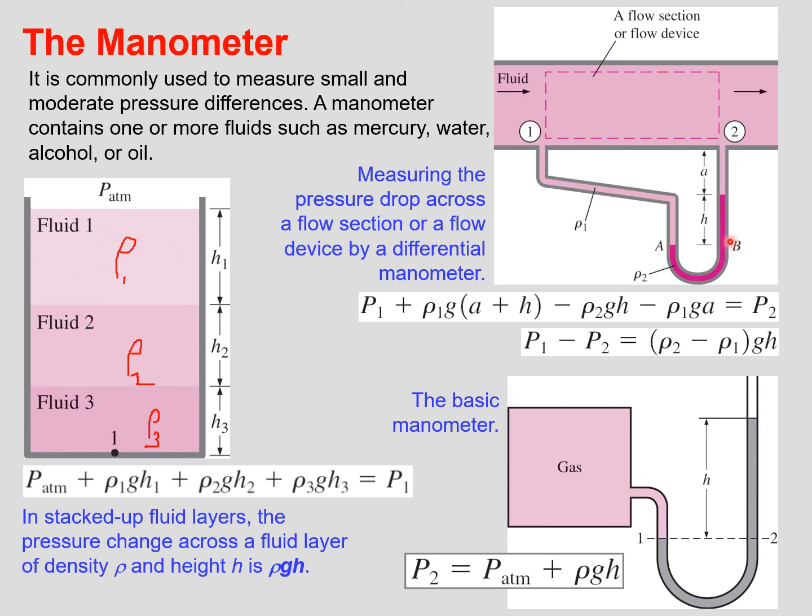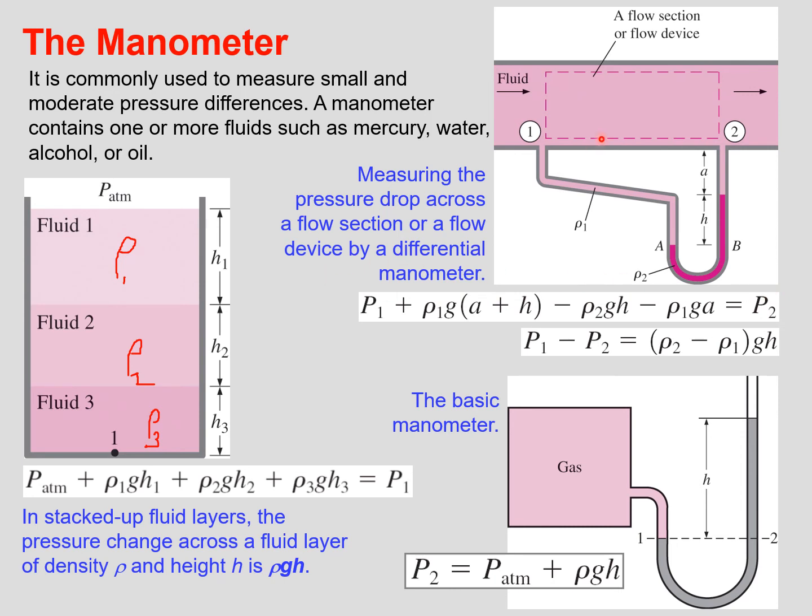So now we're here. Now, if we go from B up to 2, we're going to decrease in pressure, right? By how much? It's going to be the pressure here minus rho 2gh. That gets us to here. And then going from here up to there, we subtract off a rho 1g times A. So if we keep track of all those increases and decreases as we go along, we end up with this formula here. But you can see how I did that.